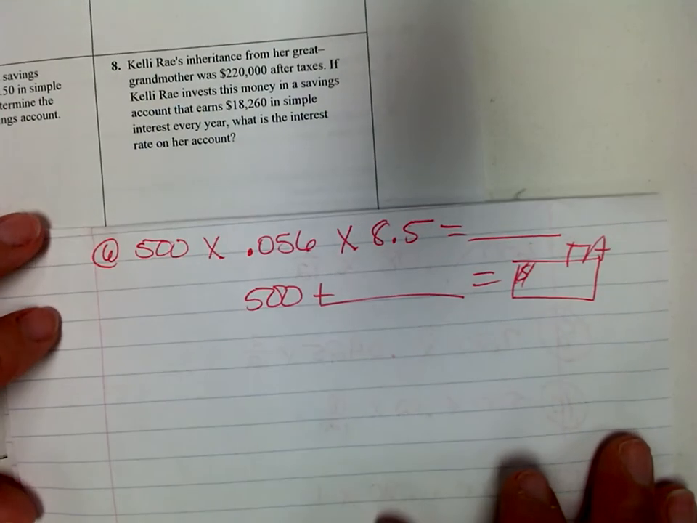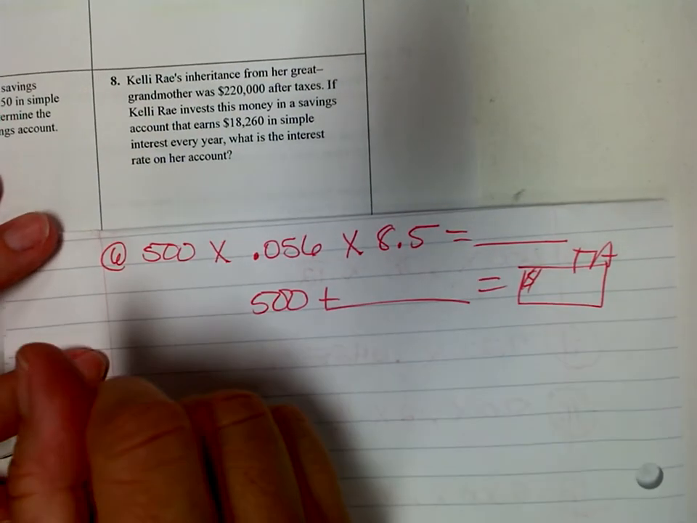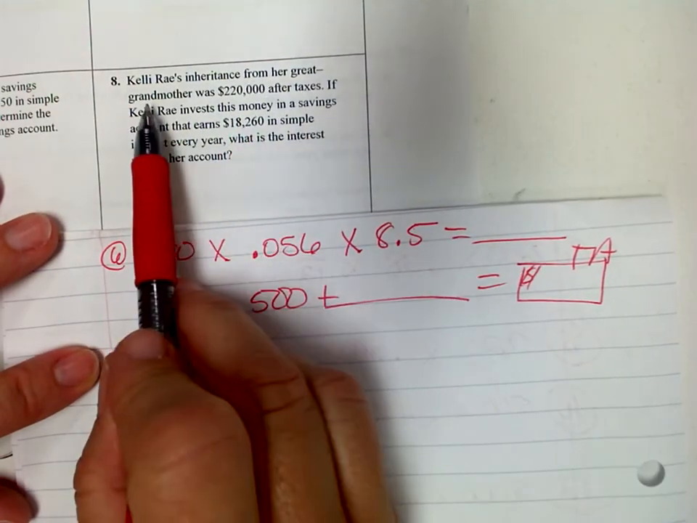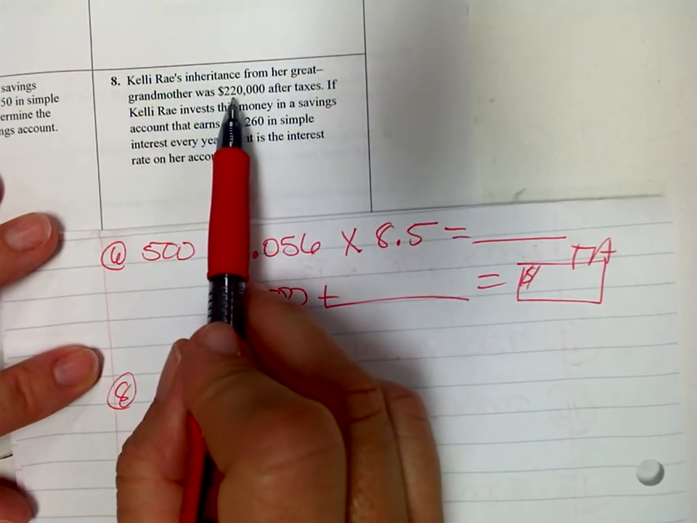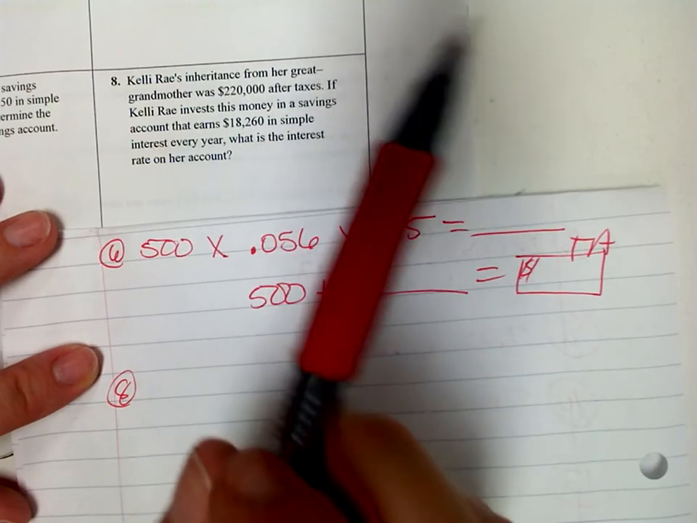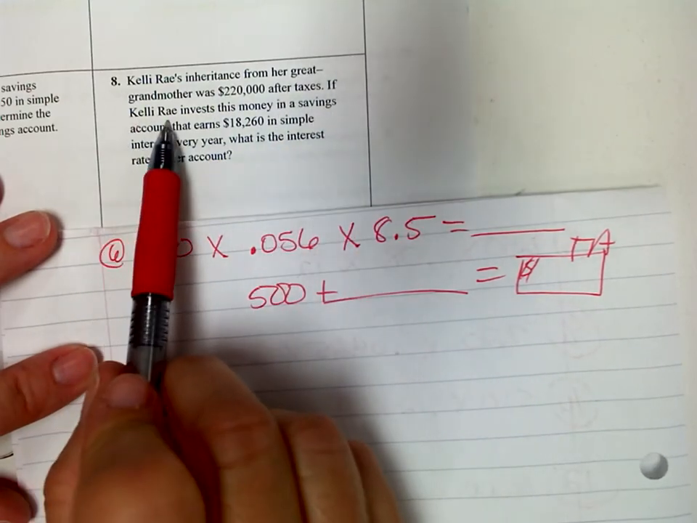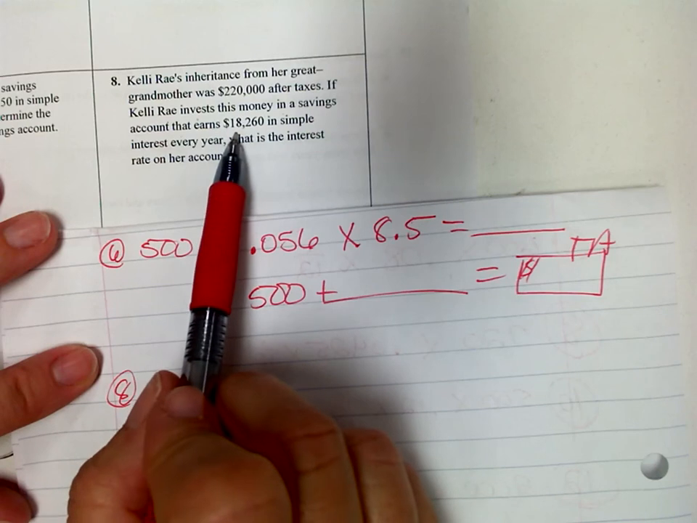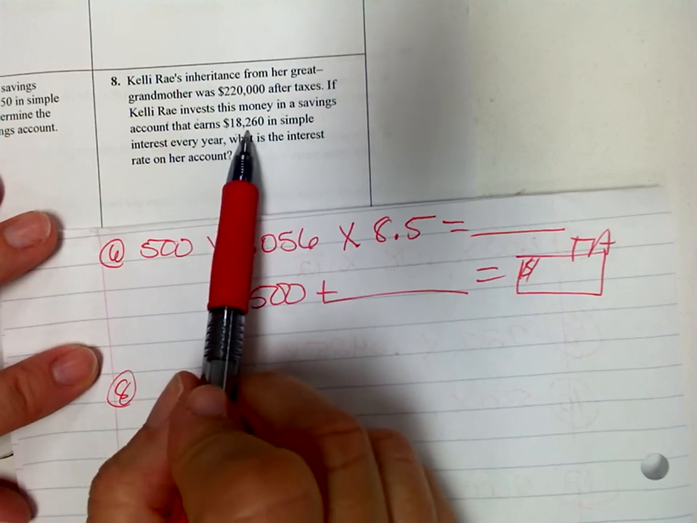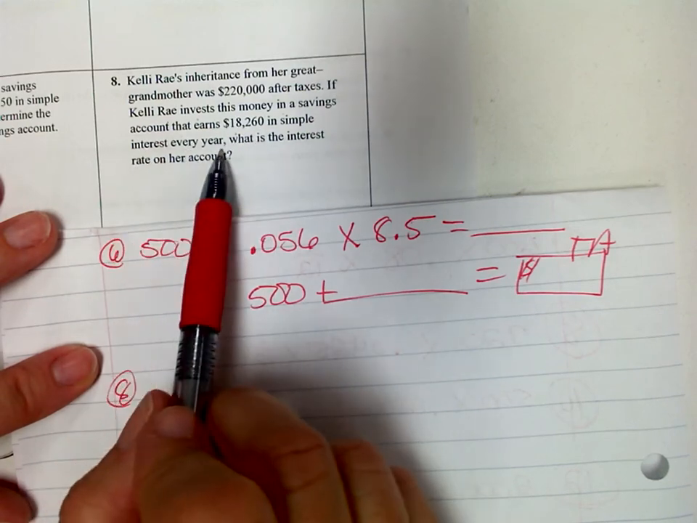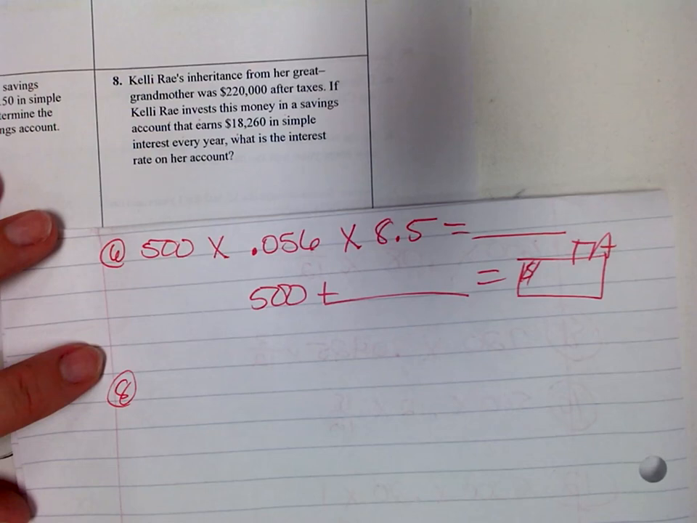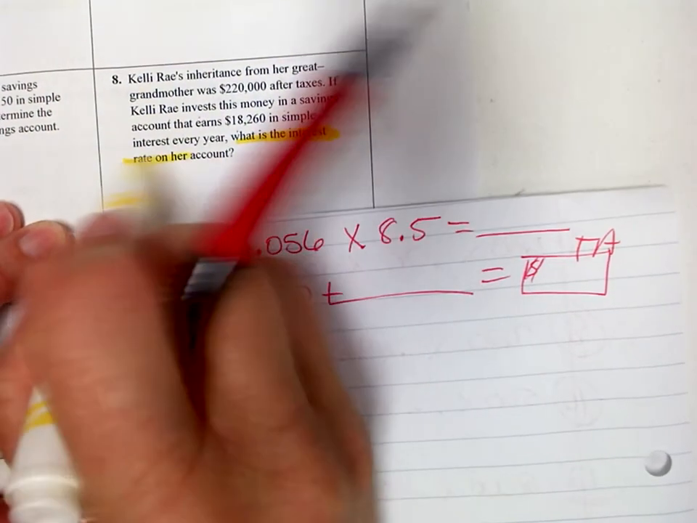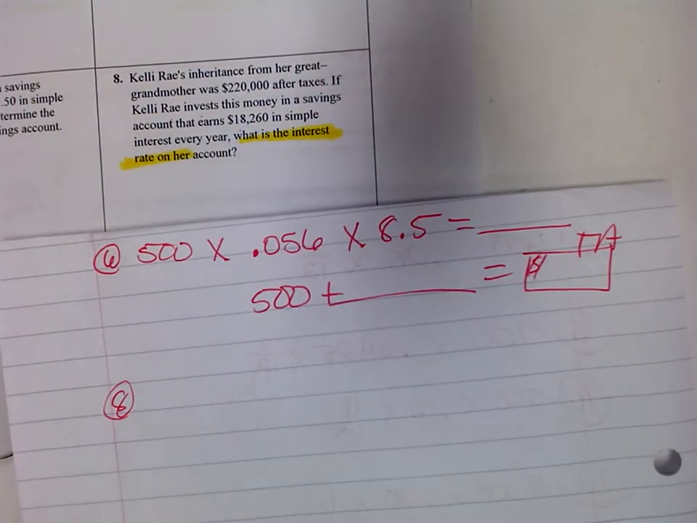Number 8. Kelly Ray's inheritance from her grandmother was $2,200,000 after taxes. If Kelly Ray invests his money in the savings account that earns $18,260 in simple interest every year, what was the interest rate? So now you're having to work a little bit backwards. We're looking for the interest rate on this one.